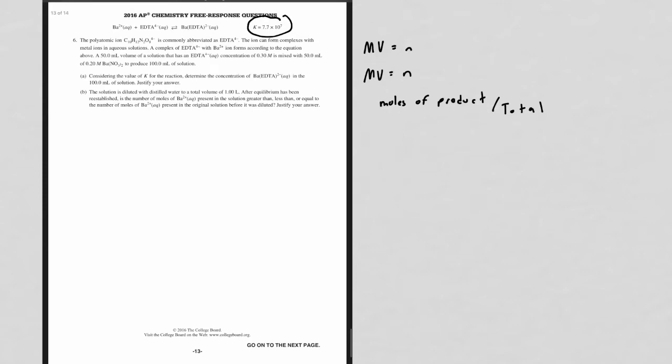Okay, last two questions on this exam. First one, number six, I found part of it is easy, part of it's difficult. Again, they're giving you a situation in which they say, consider the value of K.